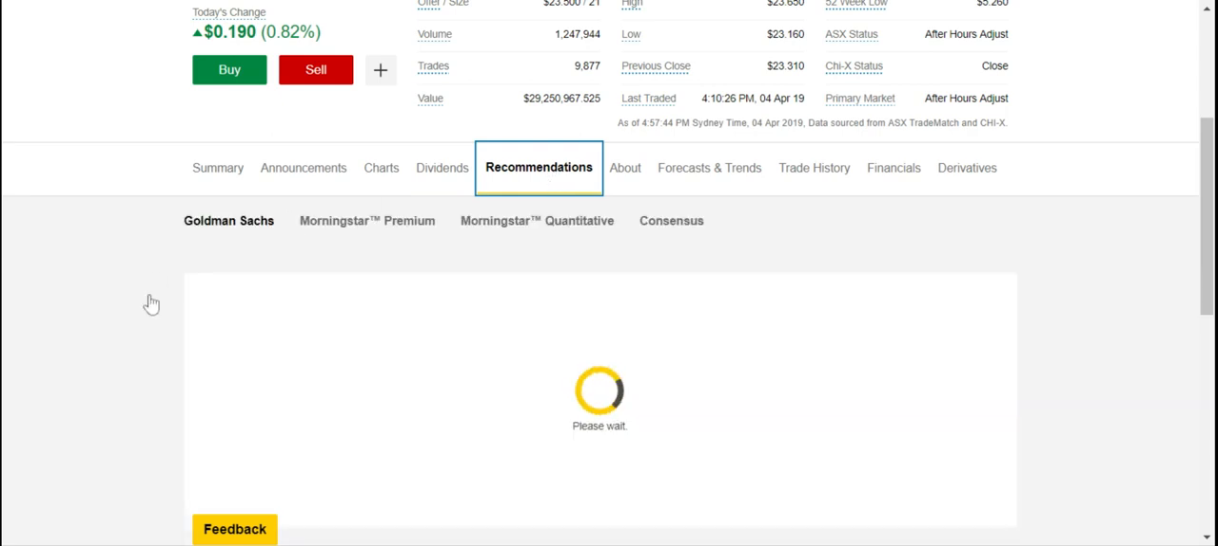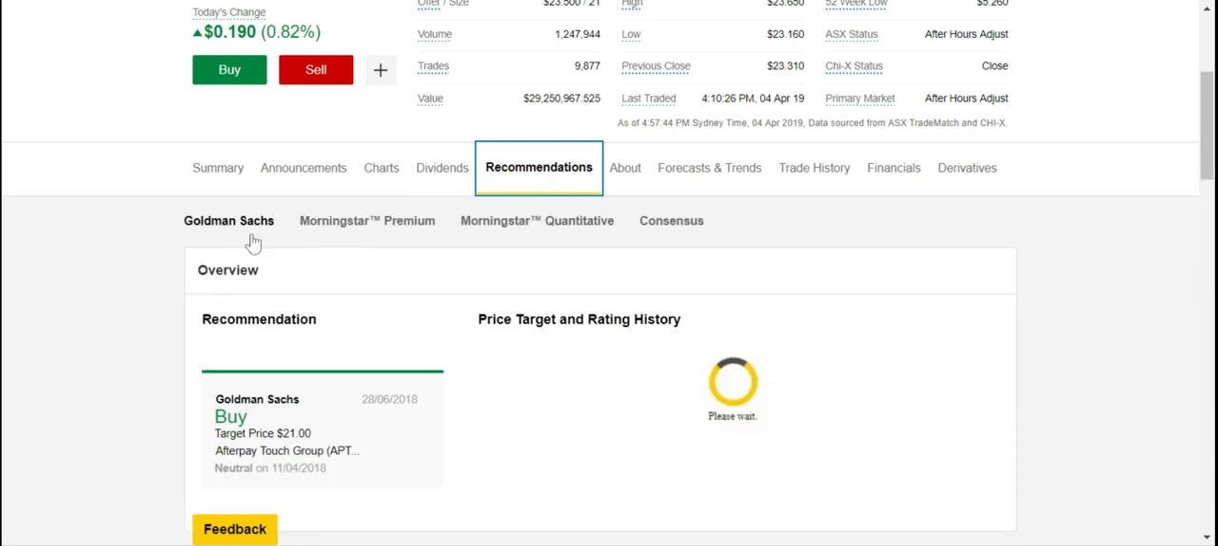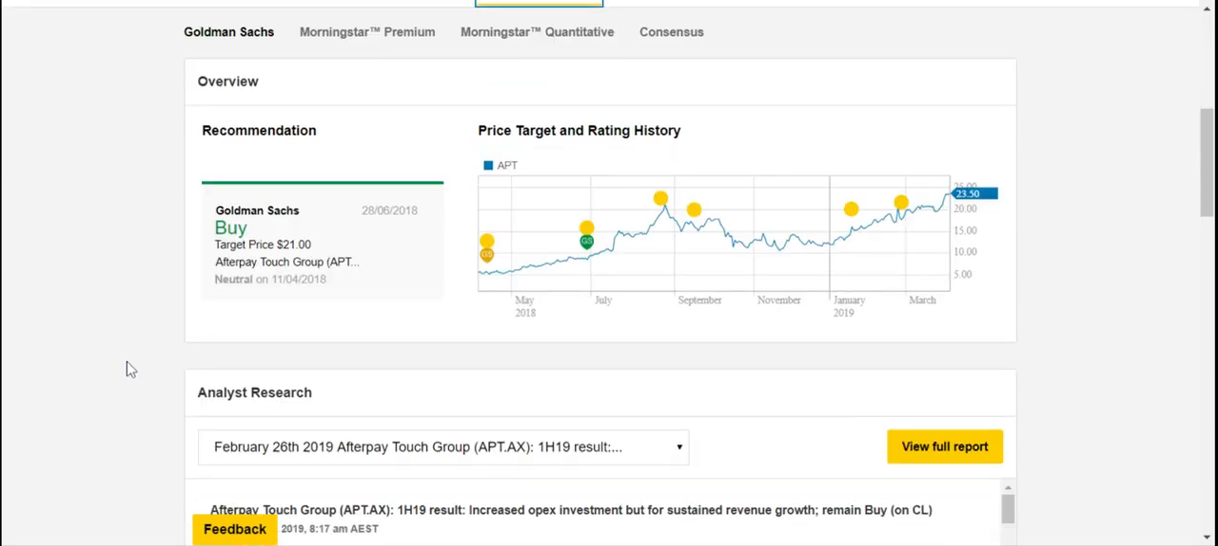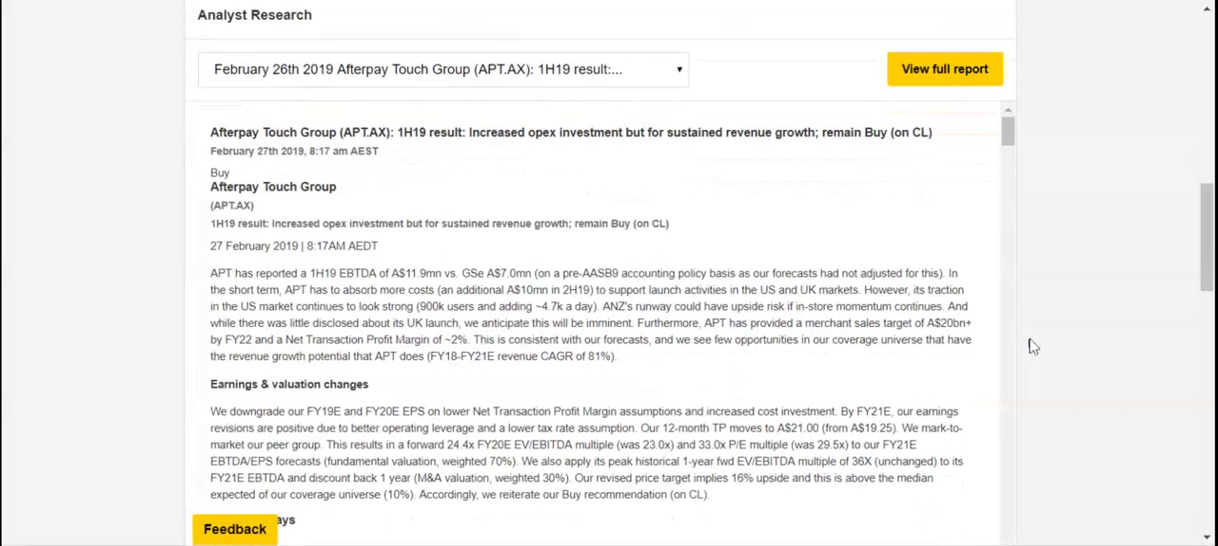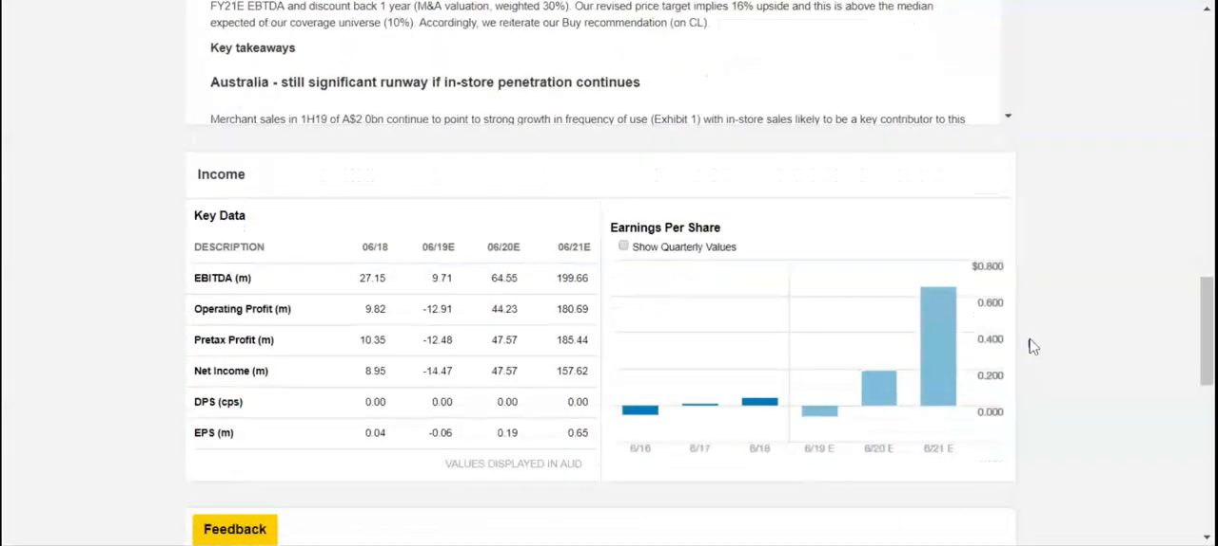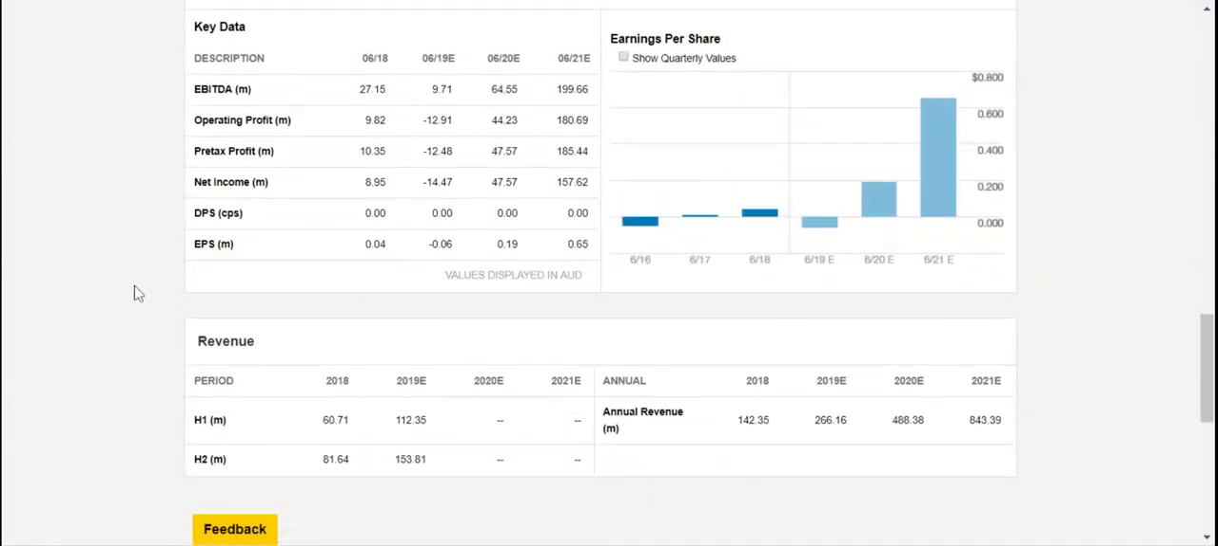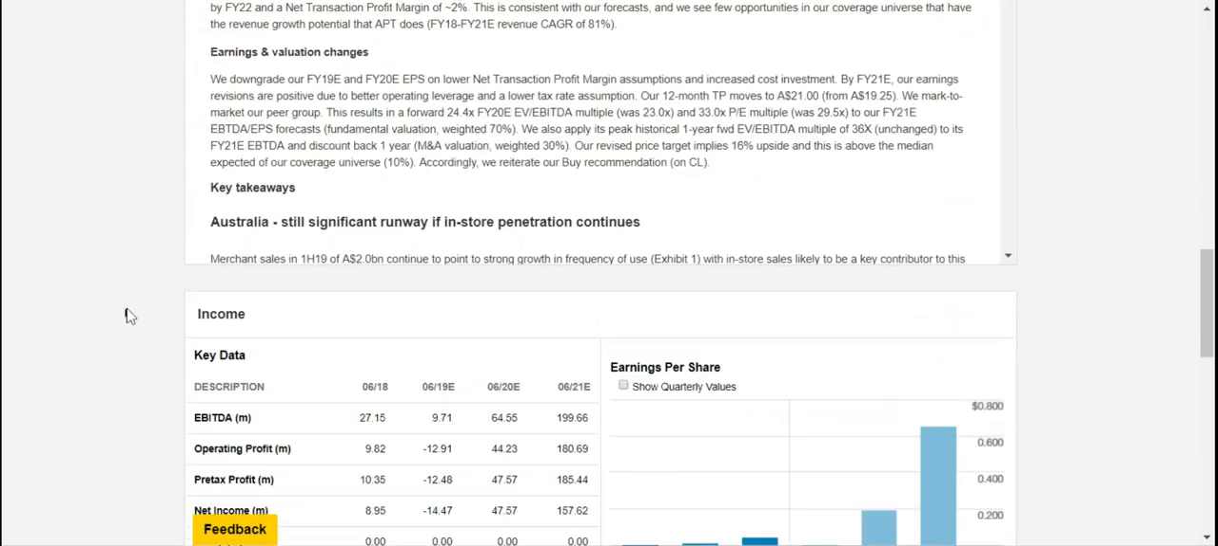Recommendations, again, just seeing what some of these bigger houses recommend with particular shares. You can see when they change some of their targets and bits and pieces, which is kind of interesting if you're into that sort of thing. Bit of analyst research. Again, some financial information that could be good for some people.